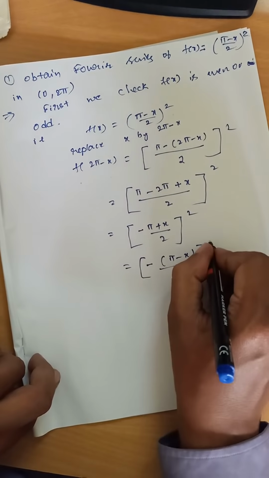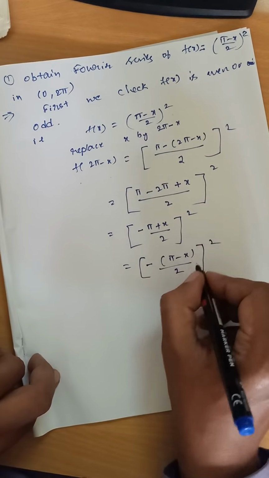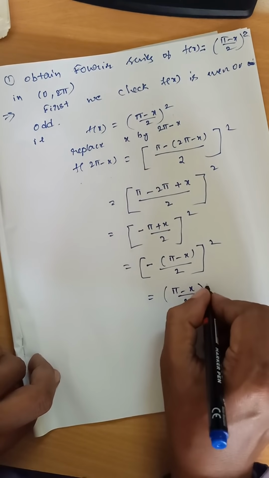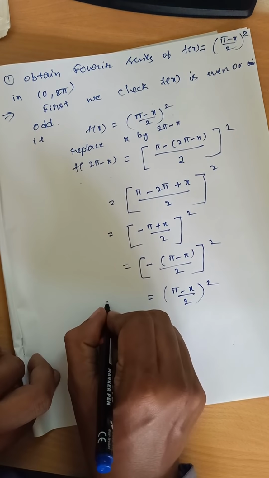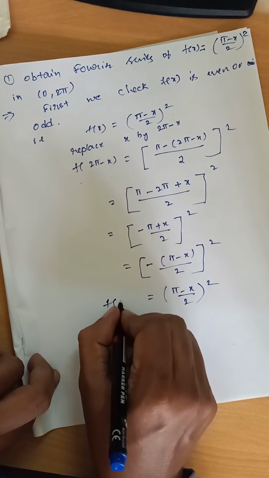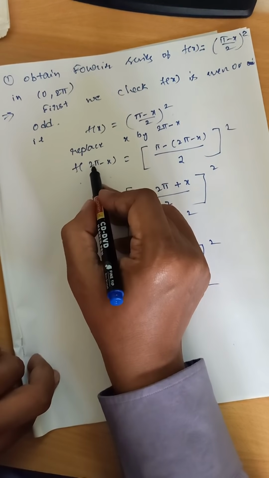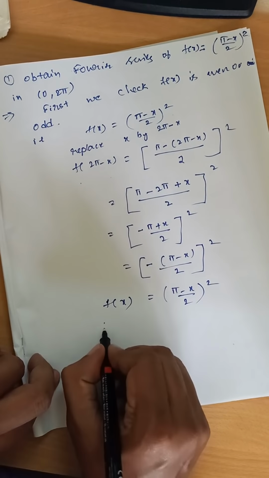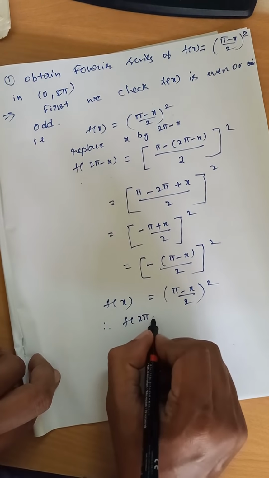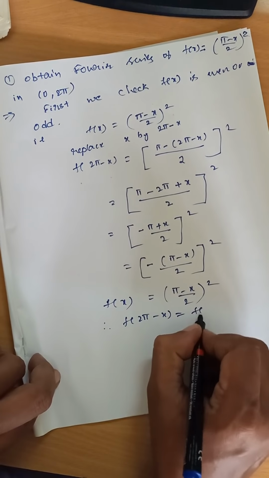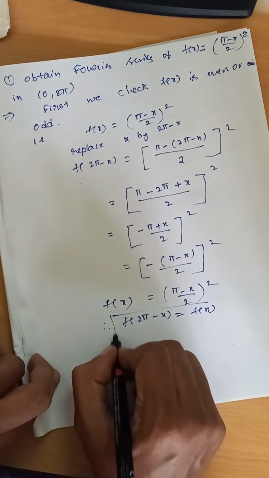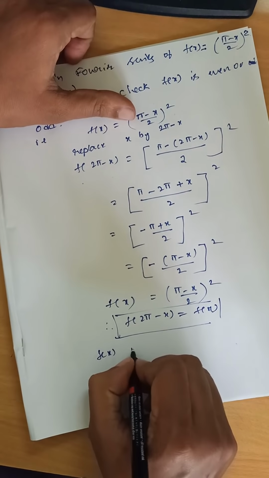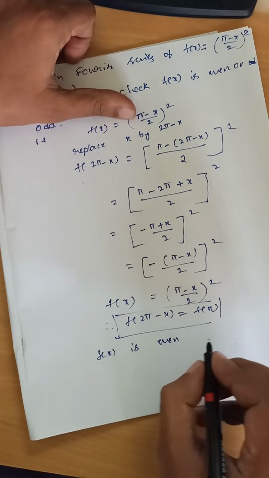Whole square. Here minus whole square is plus, pi minus x by 2 whole square, that is equal to f of x. So replace 2 pi minus x to x, you will get the same. Therefore f of 2 pi minus x is equal to f of x. We confirm the function f of x is even.